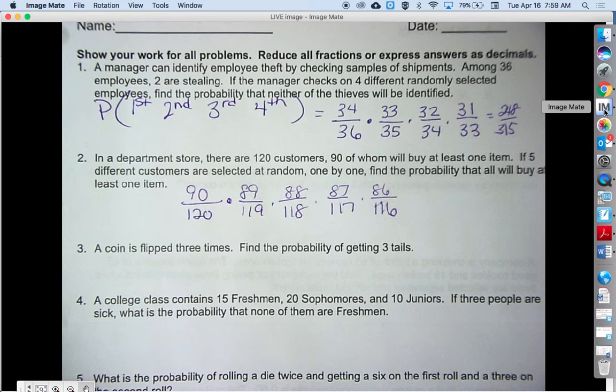So those were 2 of the problems that I saw as I was walking around. Are there other questions on the multiplication rule worksheet that you wanted to go over? Holly?